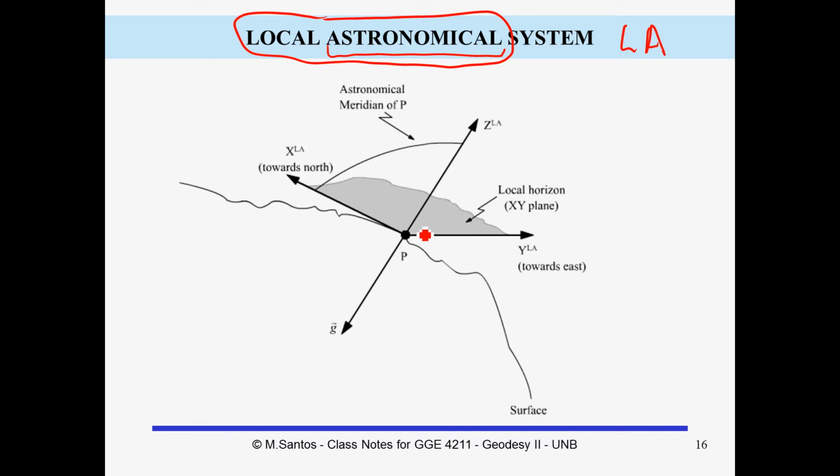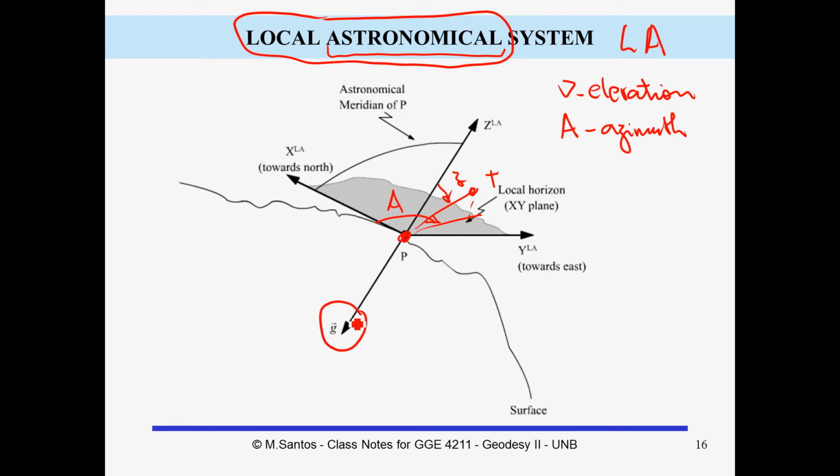We'll be focusing more on terrestrial observations in terms of directions. This is the elevation angle, so that's a vertical angle, and the azimuth, so a horizontal angle. We can also deal with distance. So if we have, for example, a target in here, of course we have the zenith, and we have the azimuth. How this local astronomical system is defined: the origin is the observation point.